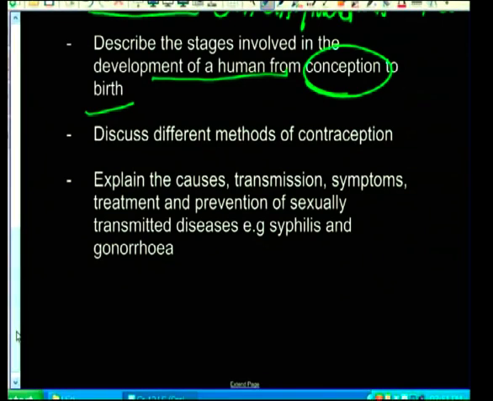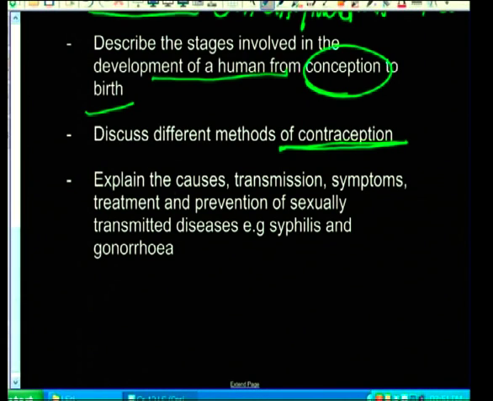Conception is that part where the sperm fuses with the egg. That means when fertilization takes place, conception begins. And that's when, according to most scientists, life of the developing embryo actually begins. A sperm and an egg give you a diploid zygote, which immediately undergoes mitosis to increase the number of cells and to increase the size of this embryo as it is developing. Further, we must discuss different methods of contraception.